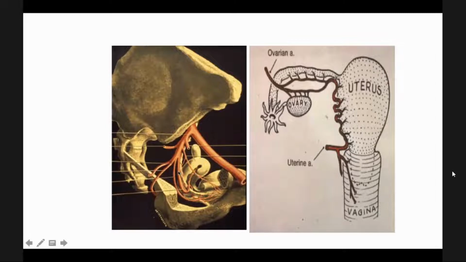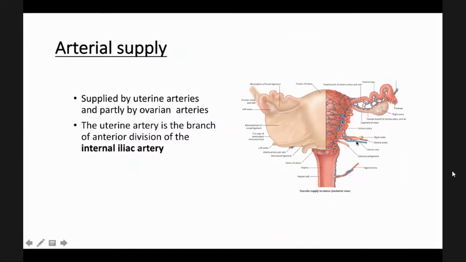Okay, and on the posterior wall, this yellowish structure, can you see? This is the ureter. The ureter is passing, and this artery is also passing. Okay, and at the lower region, in the region of the cervix where it enters the uterus, here it is crossed by the ureter. This point is very important to note.